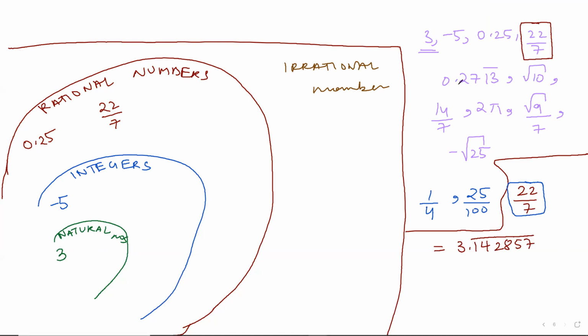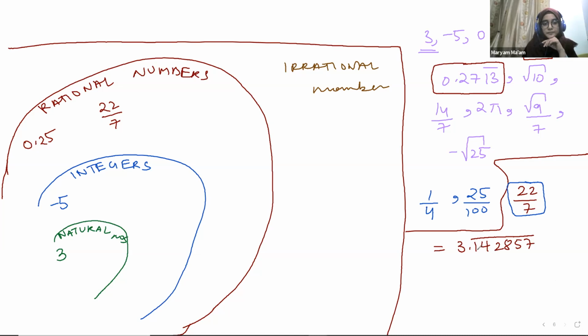All right. So now the next thing is 0.2713 bar. So Mridula, can you tell me this one? Ma'am, it's an irrational number. You say that it's an irrational number. Can you tell me why you think so? Ma'am, because it never ends, in rational number.